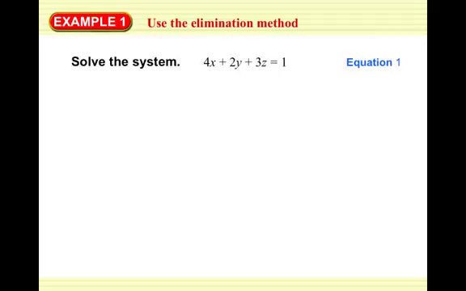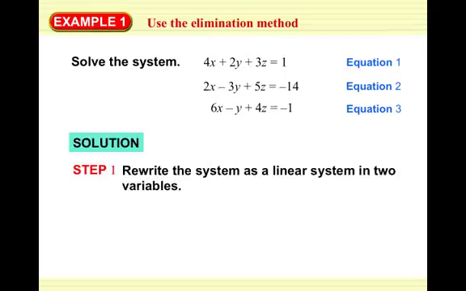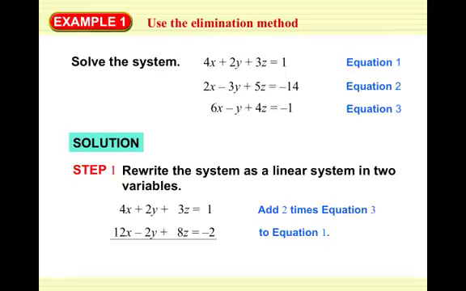Okay, so let's look. We're going to solve the system. We've got 4x plus 2y plus 3z equals 1. We've got 2x minus 3y plus 5z equals negative 14. 6x minus y plus 4z equals negative 1. All right, we're going to rewrite the system as a linear system in two variables. So we've got to pick a variable to eliminate. Let's see up here. We've got a negative 1y.